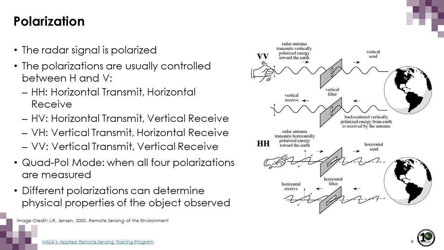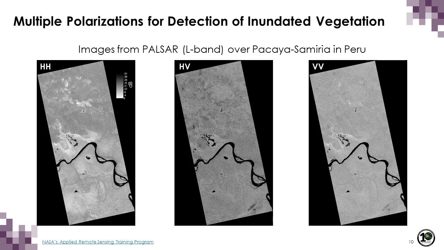Penetration depth is influenced by polarization. In forests, HH tends to penetrate deeper into the canopy because it tends to be less attenuated than VV. HV is more sensitive to volume scattering and is hence a good indicator of vegetation cover. Here we have an example of multipolarization images from the PALSAR sensor onboard the ALOS satellite, which is a Japanese satellite, and these are over Pacaya Samiria Natural Reserve in Peru, and this is a vast wetland ecosystem. These are L-band images at HH, HV, and VV polarizations.